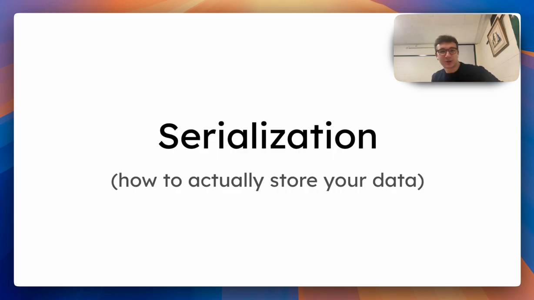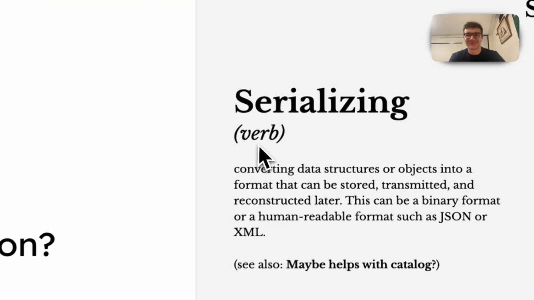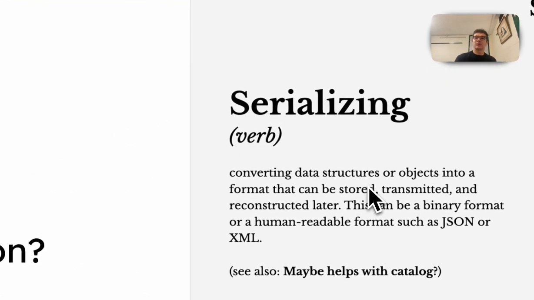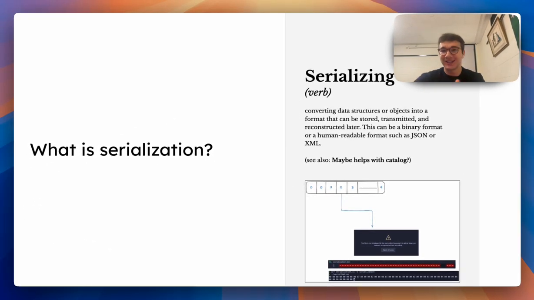Hi. So today I'll talk about serialization, which means just how to actually store data. So let's think of it. What's serialization? It's just converting data structures, right, or objects, into a format that can be stored, transmitted, and reconstructed later. Very simple, right? But there's many ways to do it.